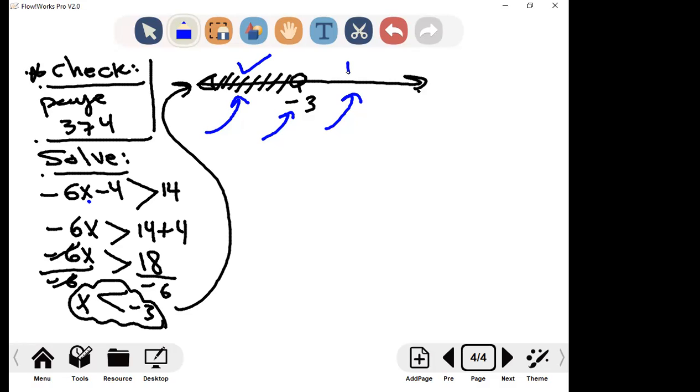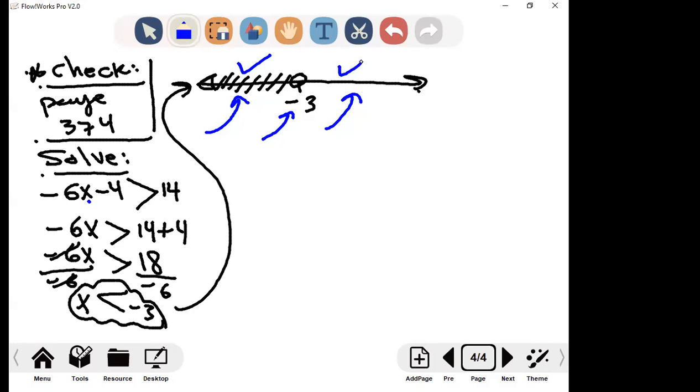Choose -3. We don't have equal sign, right? -6 multiply -3, positive 18. Positive 18 minus 4, positive 14. Is 14 more than 14? No, they are equal. So that's why the -3 is not included in the solutions. This is the check.